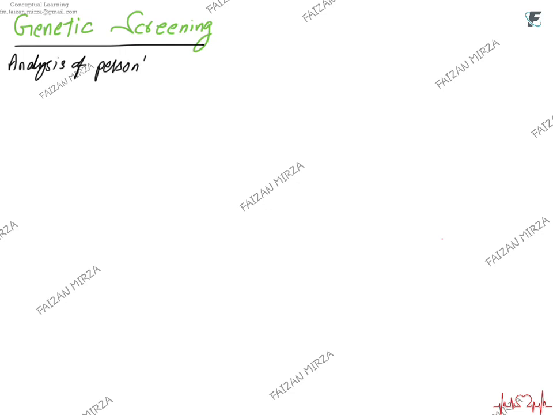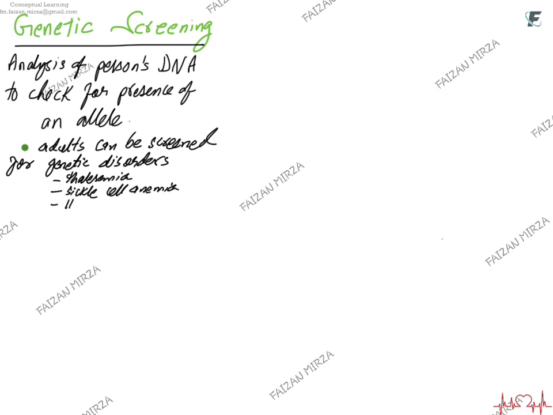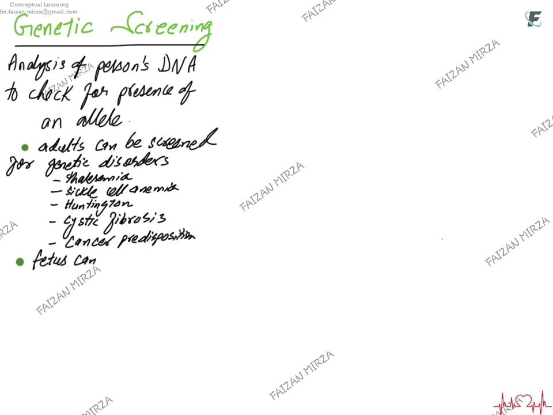The analysis for the presence of a certain gene in the person is done, and the person's DNA is checked for the presence or the absence of a certain allele. Adults can be screened for genetic disorders such as thalassemia, sickle cell anemia, Huntington's, and even cystic fibrosis. Especially these are very grave disorders, and also cancer predisposition.